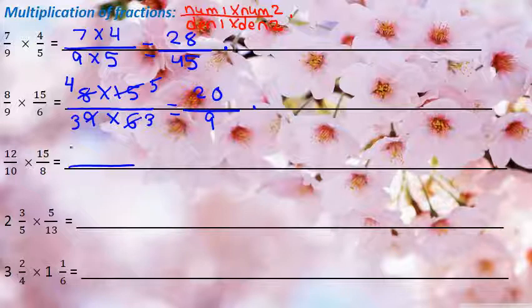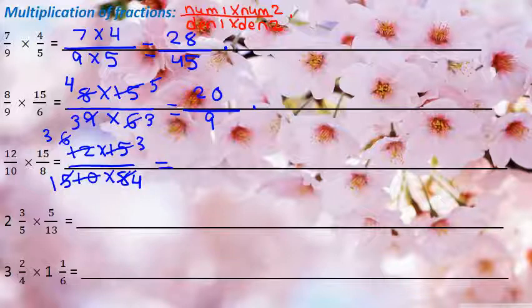Now we multiply 12 times 15 over 10 times 8. Any common factor between 12 and 10? They are both divided by 2: 6, and by 2: 5. Between 6 and 8, they are both divided by 2: 3, and by 2: 4. Between 15 and 5, they are both divided by 5. 15 by 5 is 3 and 5 by 5 is 1. No more common factors. 3 times 3 is 9. 1 times 4 is 4. 9 over 4 is an irreducible fraction.